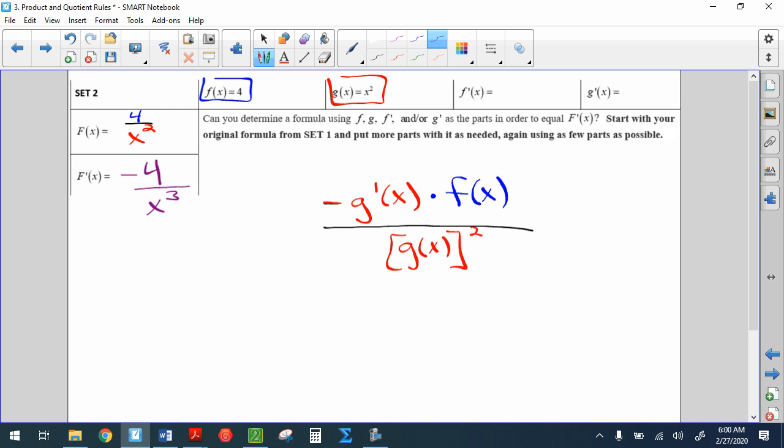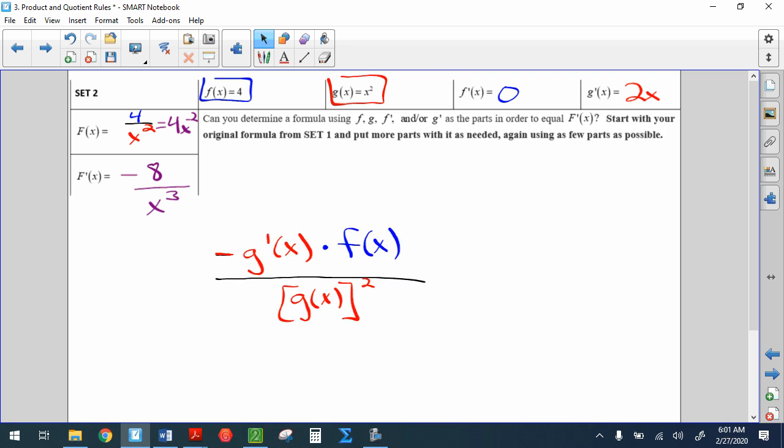So again, think of that as 4x to the negative 2, and that's not quite right. If it is 4x to the negative 2, it's going to be negative 8x to the negative 3. So negative 8 over x cubed. If I look at my derivatives, the derivative of 4 is 0. The derivative of x squared is 2x.